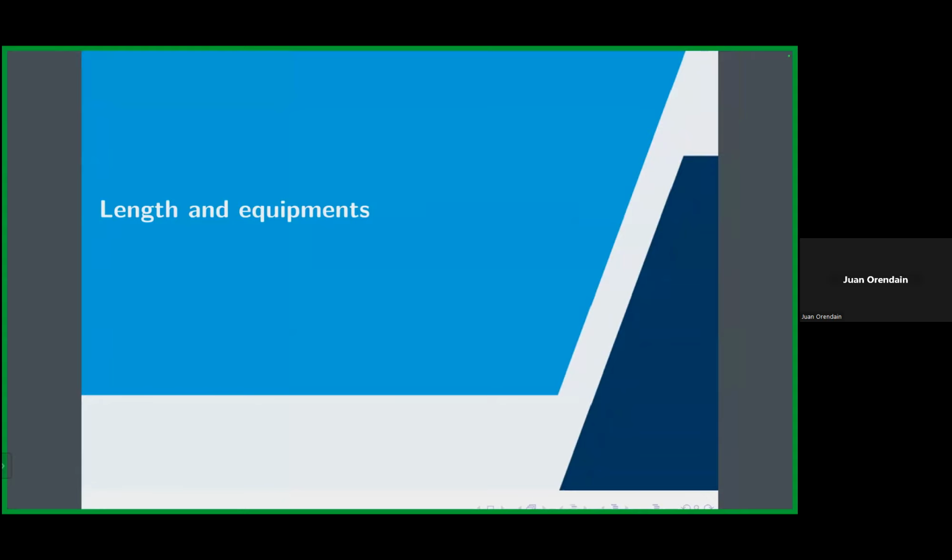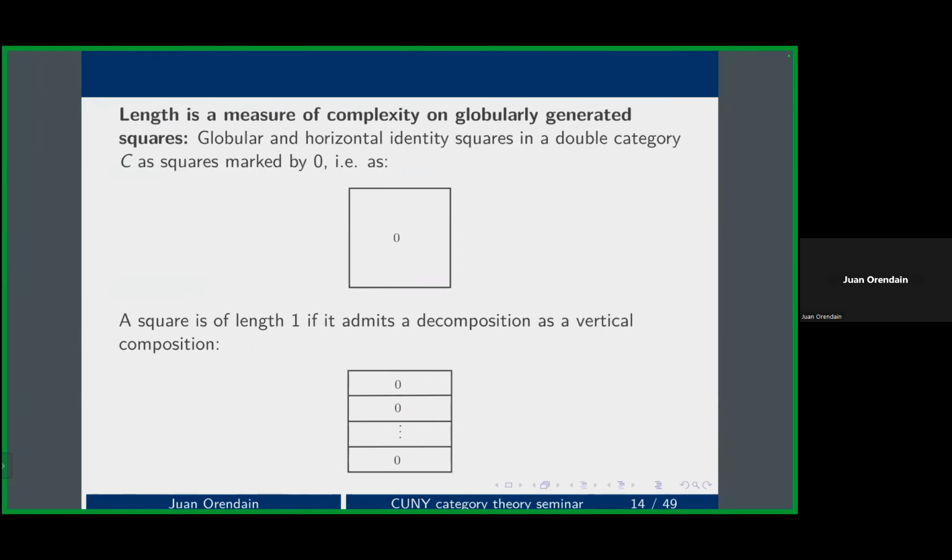Now let me tell you about length and equipments. So the length of a double category is a measure of complexity on the squares of the globularly generated piece of the double category. As I just mentioned, the globularly generated piece, this gamma C, is a very important part of a double category C if you're interested in understanding how to reconstruct C from its decorated horizontalization. And so we have a number that describes how much work you have to do to construct this gamma C from the decorated horizontalization of C. But this has a very nice pictorial description.